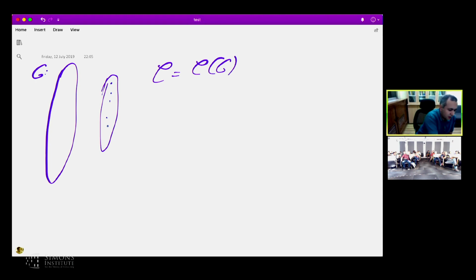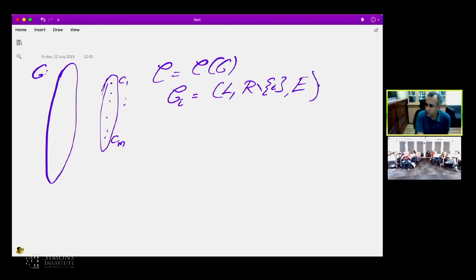Now let's look at the constraints over here, C1, C2, up to Cm, and let's construct graphs Gi, which is basically exactly the same graph as before. It's L, but R minus i, and you remove the corresponding edges, the edges incident on i. So it's the old graph, except you just remove this one constraint. We know that G is a bipartite expander.